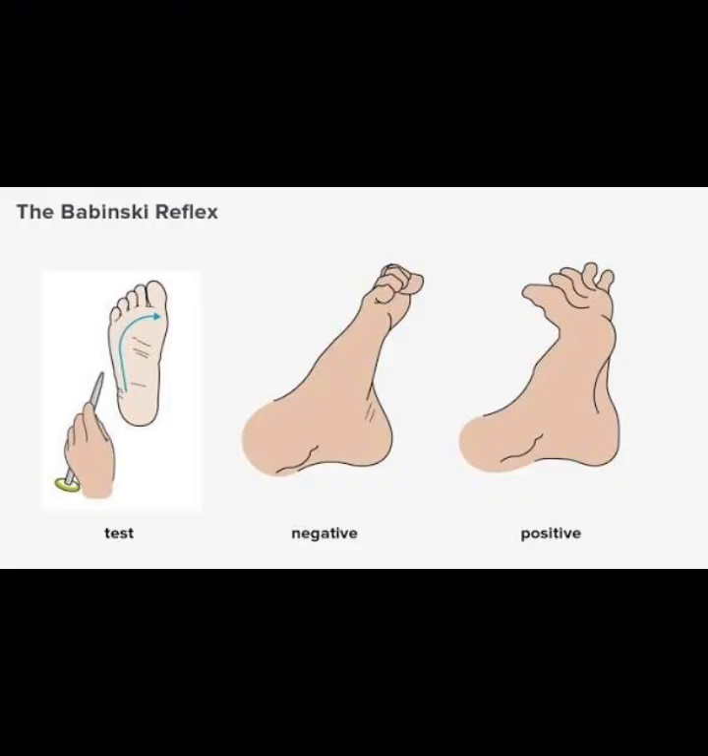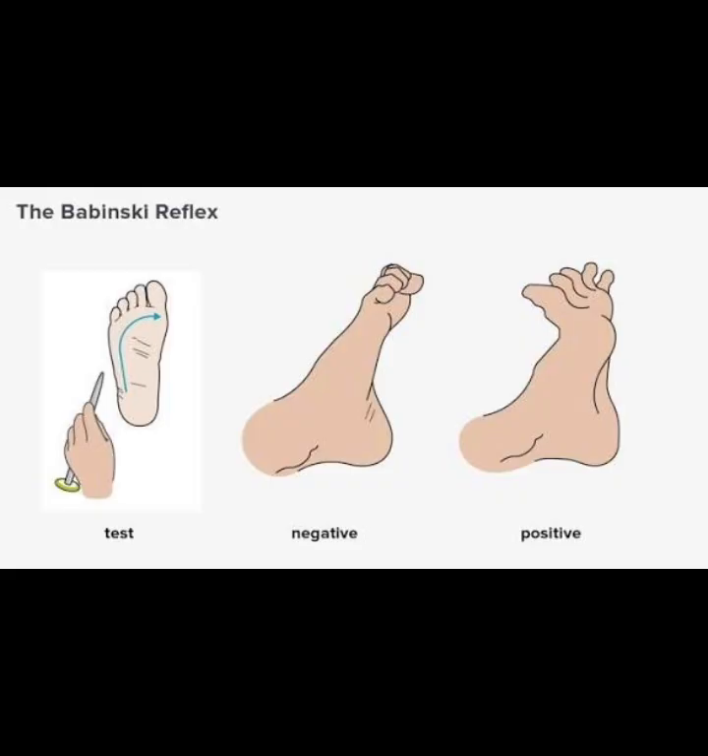Now when you write like a C, what will the patient do? Now the big toe will what? Extend, while the small toes will fan out. So it is a normal reflex in babies. We call it primitive reflex, but it goes after they are 2 years old or so. But when you start seeing it in adults, the Babinski reflex or the extensor plantar reflex, you know that the patient has what we call upper motor neuron lesion.